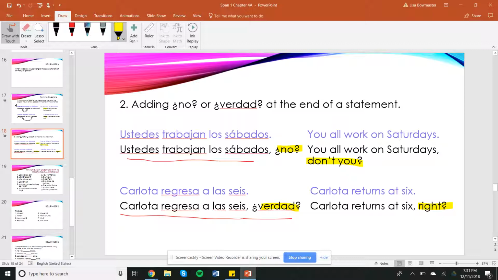Notice where you put the question marks. It's not around the whole thing. It's just around the word no or verdad.